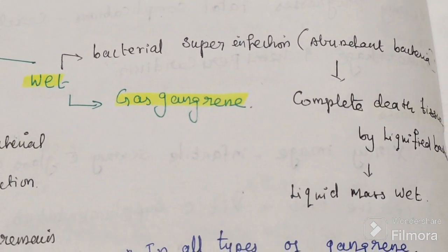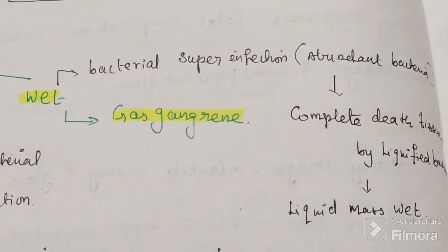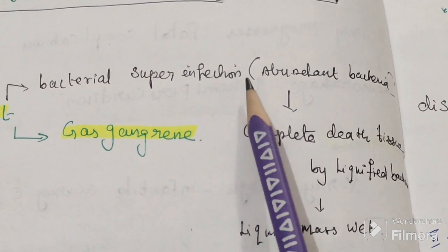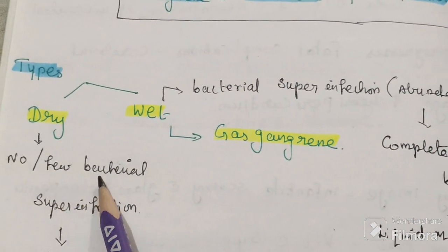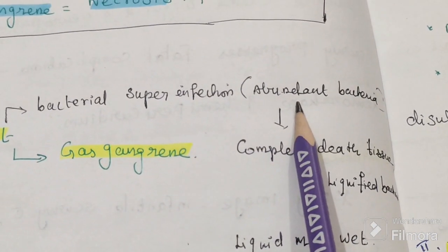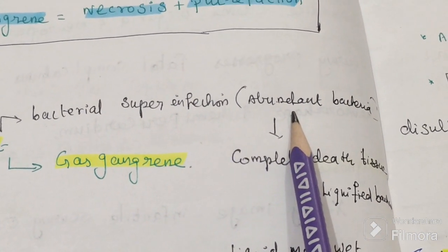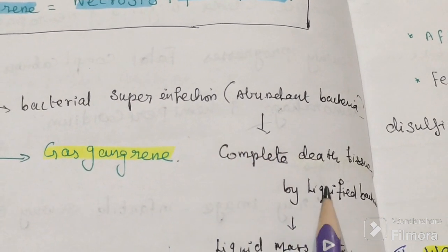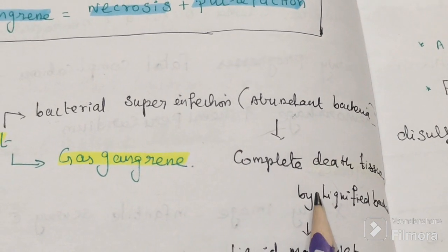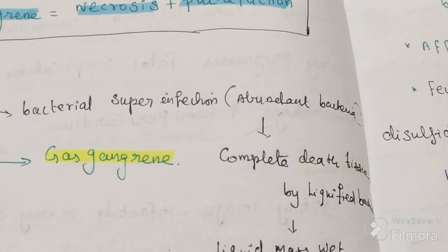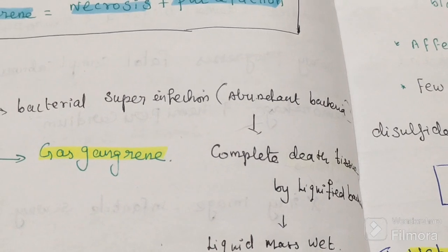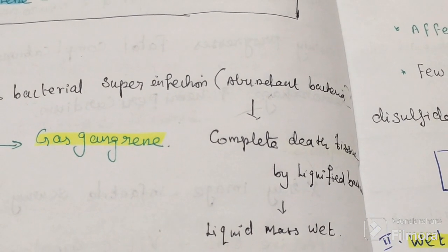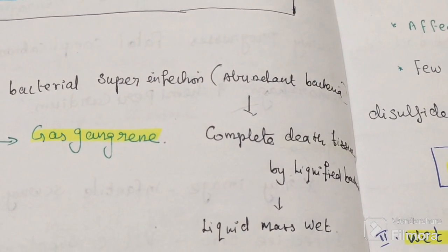The second one is wet gangrene. There is bacterial superinfection here, with an abundant number of bacteria, unlike dry gangrene with no or few bacteria. So the dead tissue is completely liquefied by bacteria. Bacterial superinfection, gas may occur. Here an abundant number of bacteria is present.